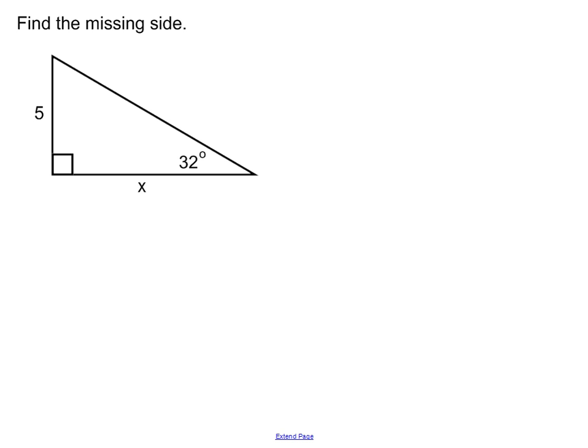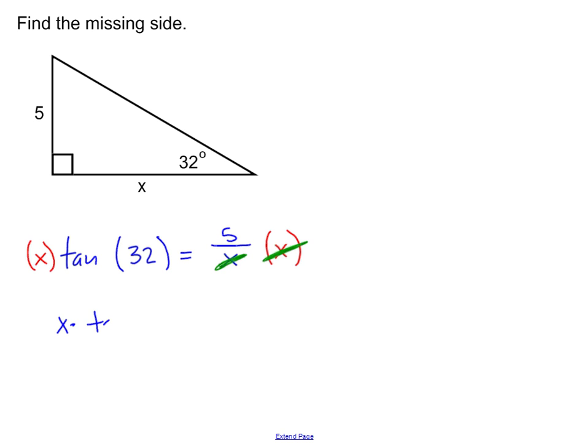Now this one looks almost the exact same, the only difference is that I've traded the 5 and the x. So since I'm still using the same sides, opposite and adjacent, it's still tangent. So tangent of 32 equals, this time it's 5 over x. So if I want to get the x out of the denominator, I need to multiply both sides by x. Again, I'm doing that so that these cancel out. So I no longer have x in the denominator. So I have x times the tangent of 32.